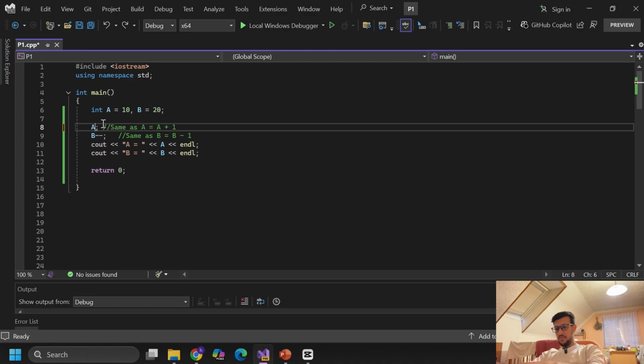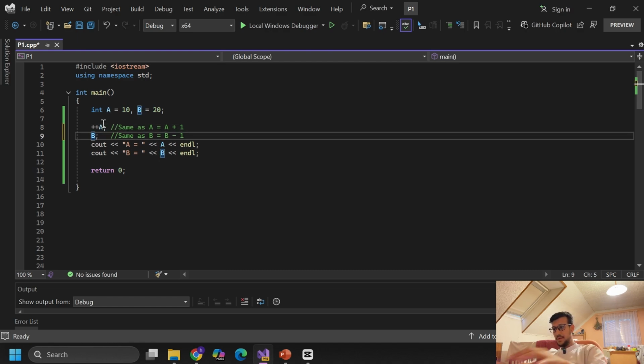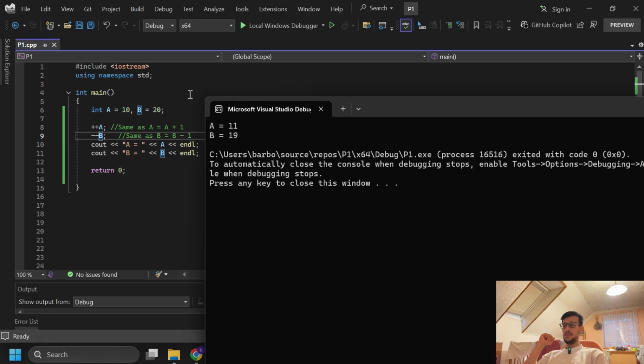Let's see. If you write plus plus a, minus minus b, and run the program, the compiler gives me exactly the same results. So are the developers stupid to create two things that do the same thing? Of course not, and that's what we're going to explain in the next lesson.